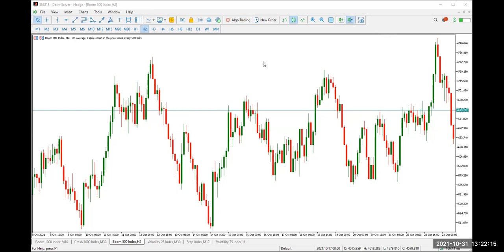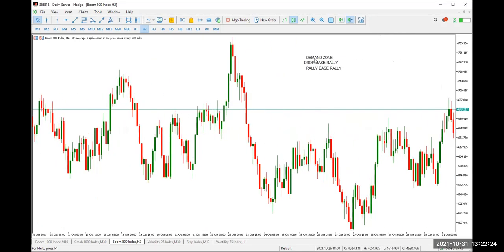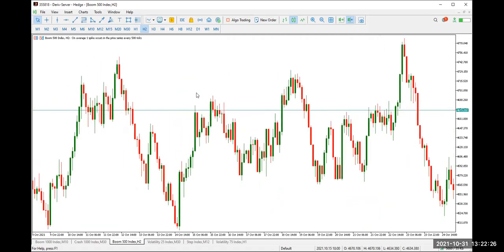Based on what I was saying, we are looking for a demand zone, and that demand zone is drop base rally. Now, the first thing you look out for is a big candle like this. This is a drop. This other one is a rally. This one is the base candle. And two, it breaks a structure to the upside.